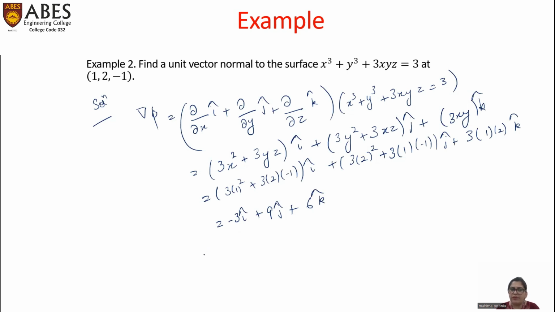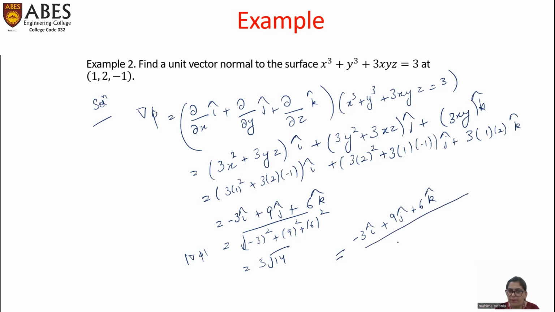Now we will be taking the unit vector for this vector. Firstly, we will be calculating the modulus of the vector. It will be minus 3 square plus 9 square plus 6 square, and you will obtain it, it will be 126. Then the unit vector of this function will be given by minus 3 i cap plus 9 j cap plus 6 k cap over the modulus.